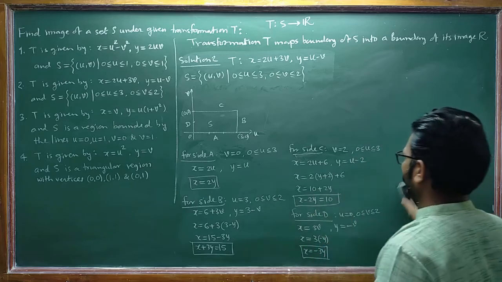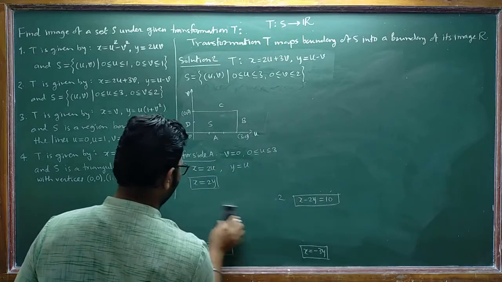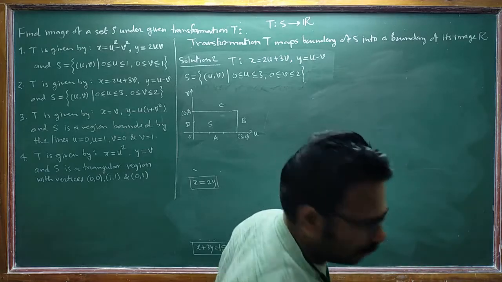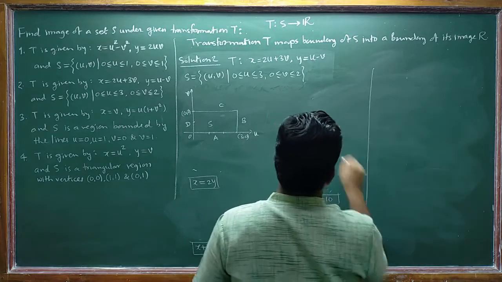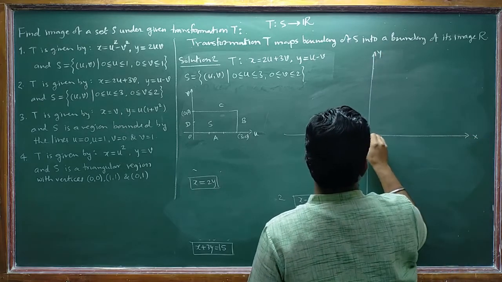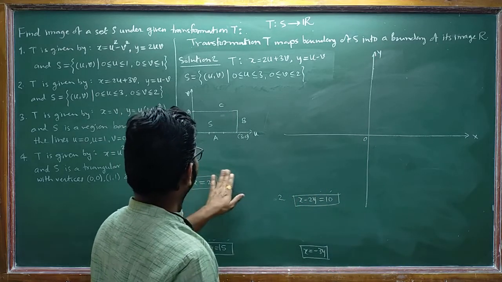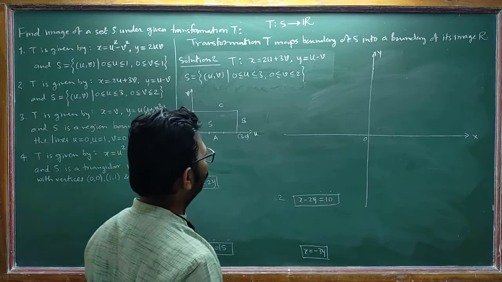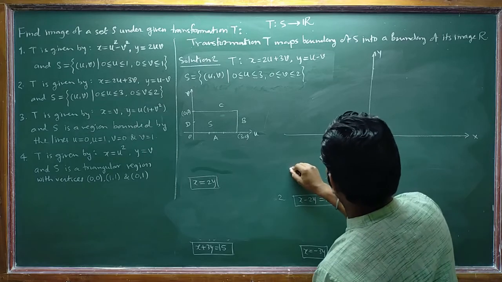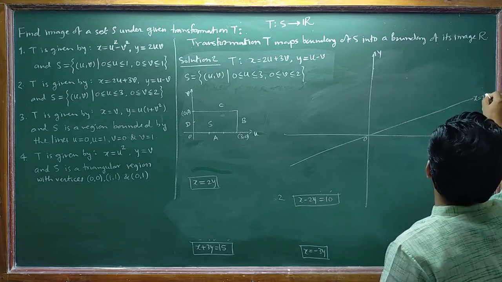Okay, I will draw. I need a larger space. So this is the x-axis, y-axis, origin. Okay. So what is the line x equal to 2y? The line y equal to x is this. Y equal to x by 2 is this. So it is x equal to 2y.